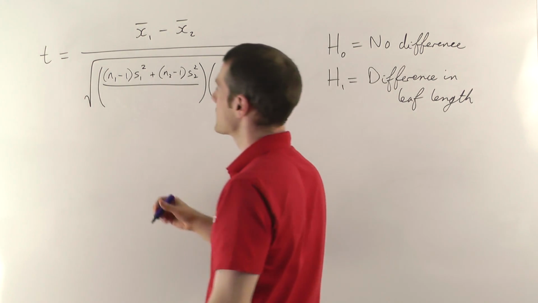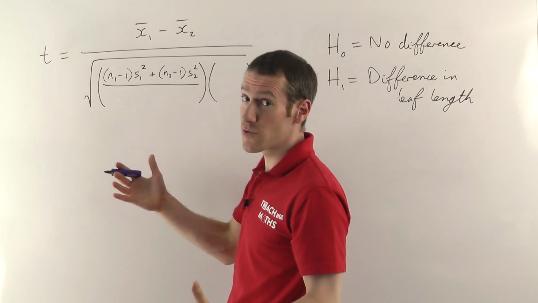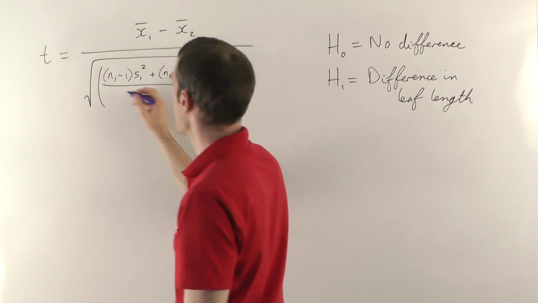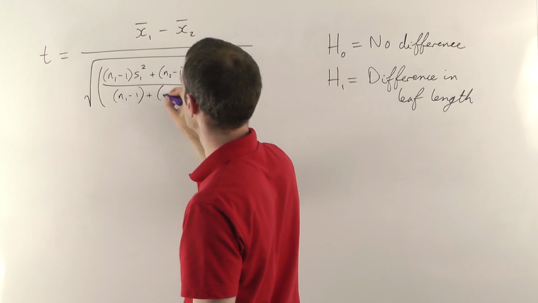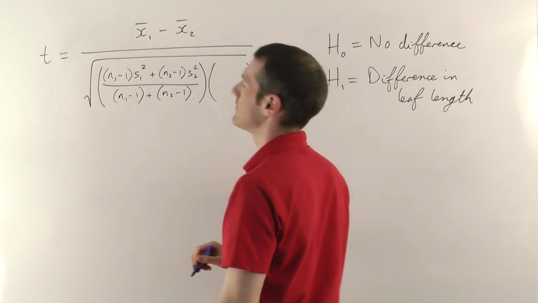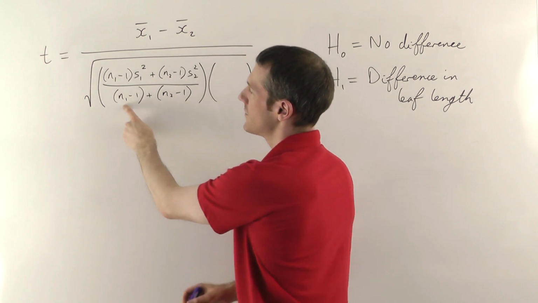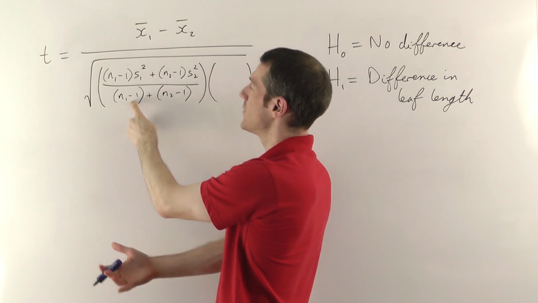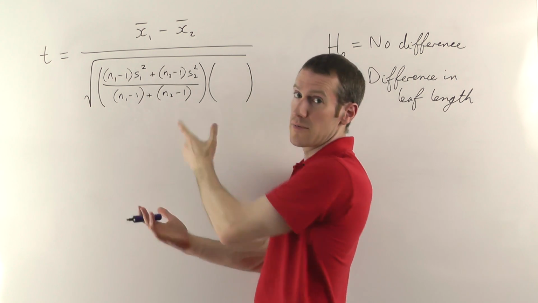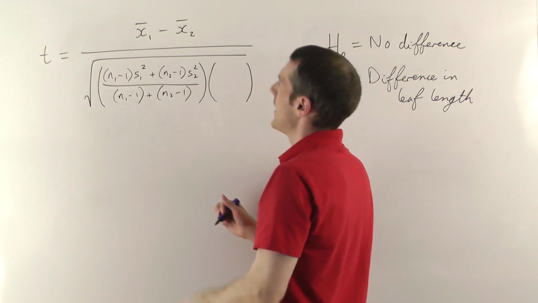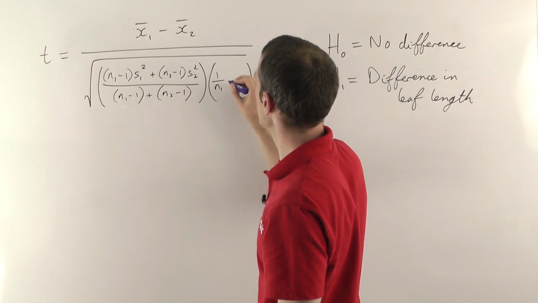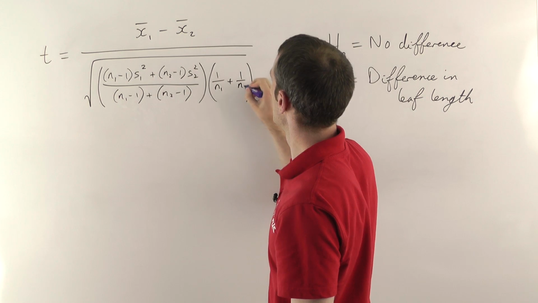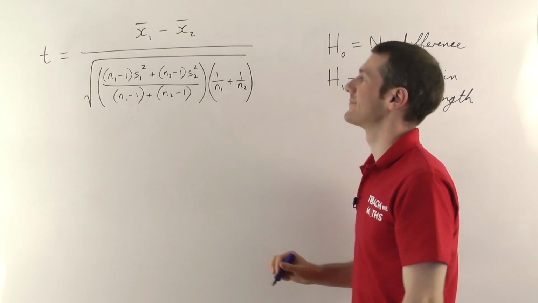On the bottom of this fraction is actually going to be the degrees of freedom. We'll talk about that in a bit, but it's n1 minus 1 plus n2 minus 1. Yeah, so the number of samples from the first group minus 1 plus the number of samples from the second group minus 1. And then over here you have 1 over n1 plus 1 over n2.